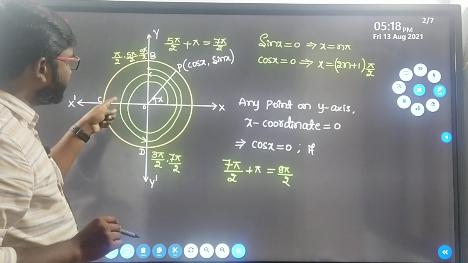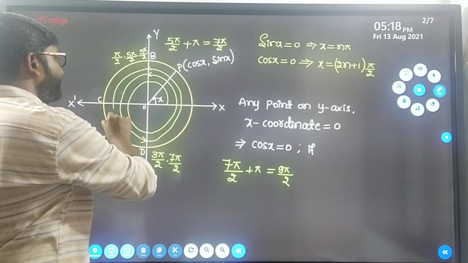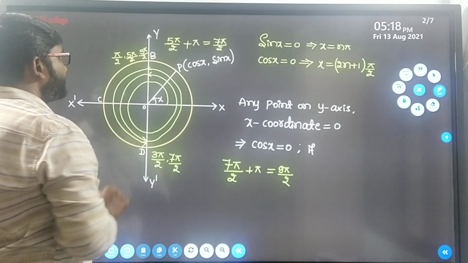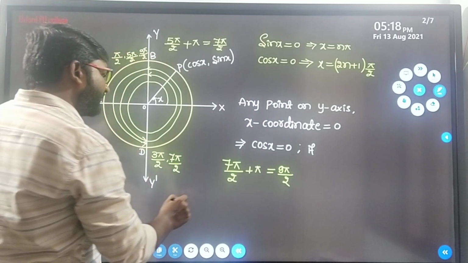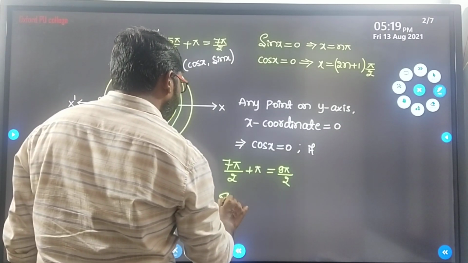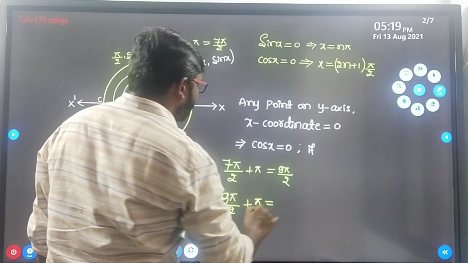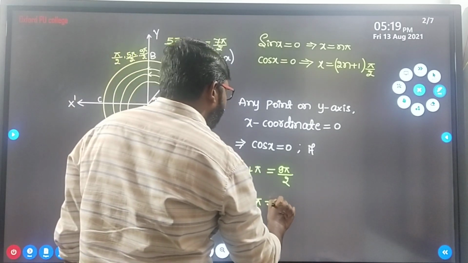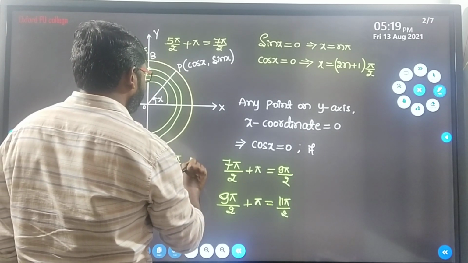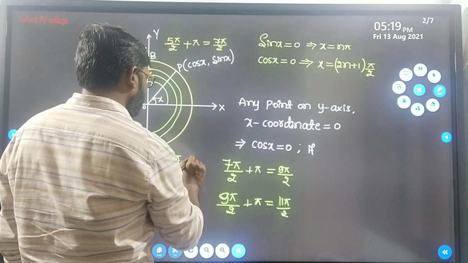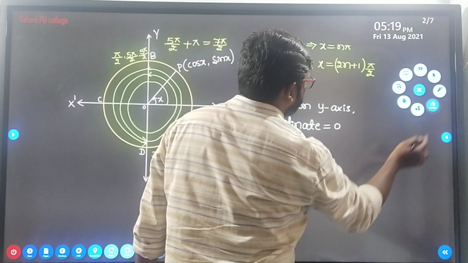If you take one more rotation, now come back to the negative y-axis. From here, negative y-axis means 9 pi by 2 plus pi. What we get now? 9 pi by 2 plus pi. So take up the LCM now. Overall we get 11 pi by 2. So here we have 11 pi by 2.